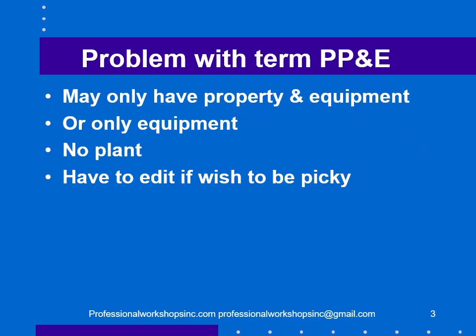Now, one of the problems with property, plant, and equipment, and maybe we're being too picky, is you may not have a manufacturing plant, so you have only property and equipment. Or you might have only equipment. You have no land and building, you have no manufacturing plant, you only have equipment. So do you constantly edit the term? Do you have property and equipment? Do you just have equipment? Or are we being too picky? If we have a heading, property, plant, and equipment, and then we say, okay, we have land, and we have building, and we have equipment, and we have this and that and the other, maybe people are going to understand and not be confused.